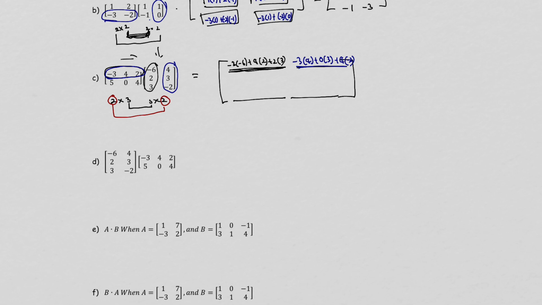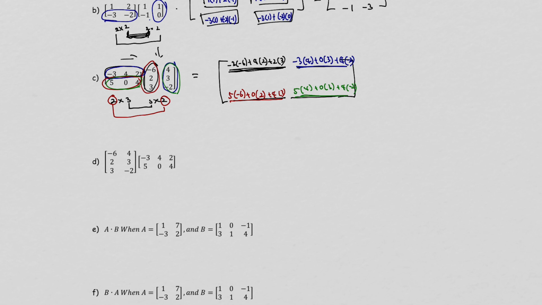And then let me do second row, first column. So second row, first column is going to be right here. So it will be 5 times negative 6 plus 0 times 2 plus 4 times 3, right? And then let's see what other color I have. Let me use the green to get the second row, second column. So second row, second column, I will get 5 times 4 plus 0 times 3 plus 4 times negative 2.